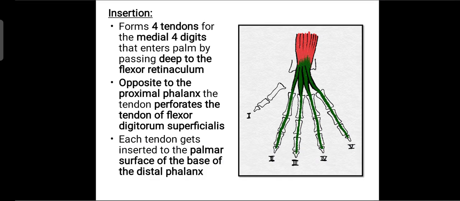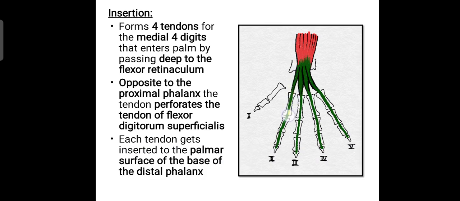You can see this particular tendon running downwards, and this is the metacarpal. These four are the metacarpals, and then we have the phalanges here, the proximal phalanx, then the middle phalanx, and the distal phalanx. You can see the tendon passing all the way down and finally getting inserted to the base of the distal phalanx. To be more precise, it is inserted to the palmar surface of the base of the distal phalanx. That is the insertion point of flexor digitorum profundus.